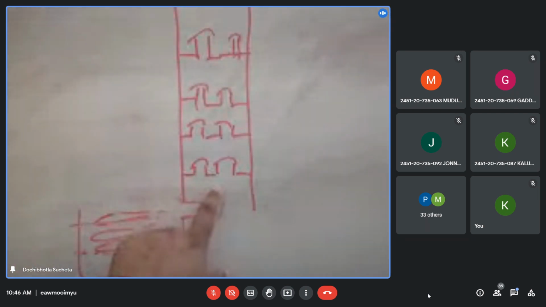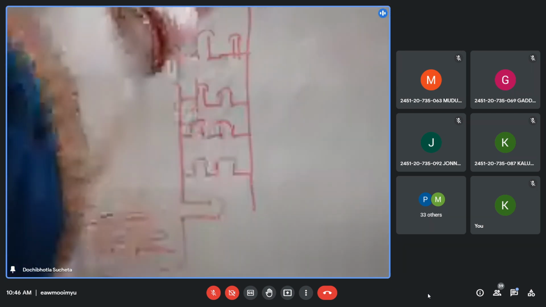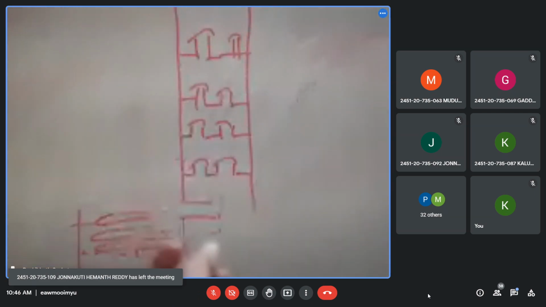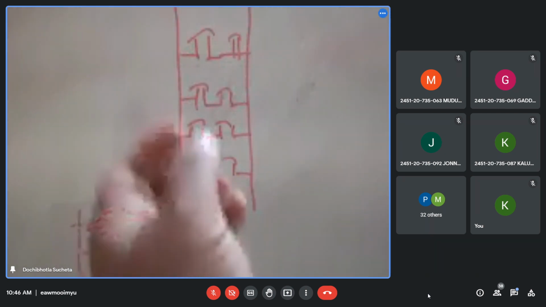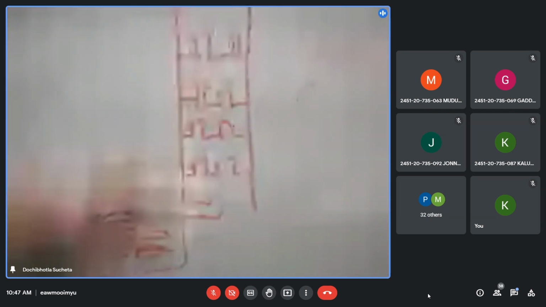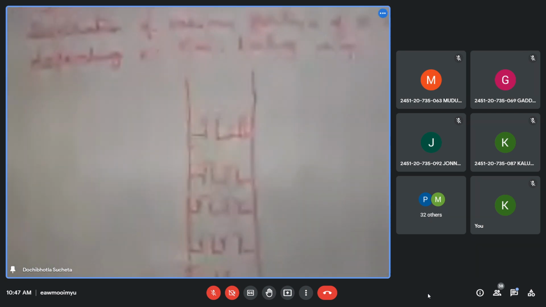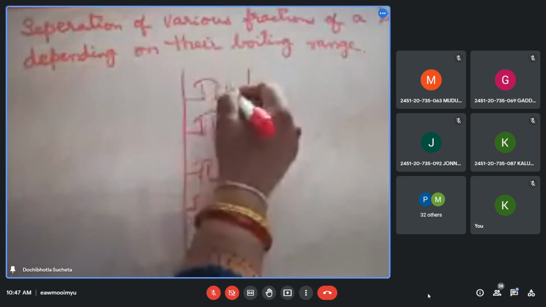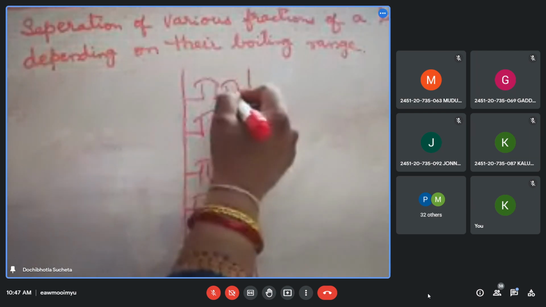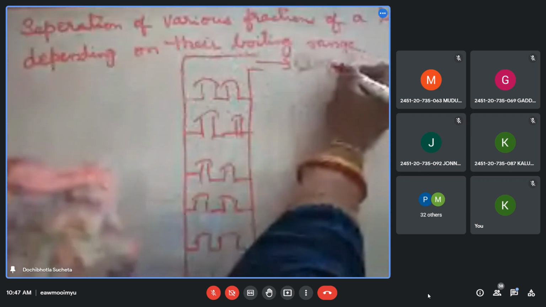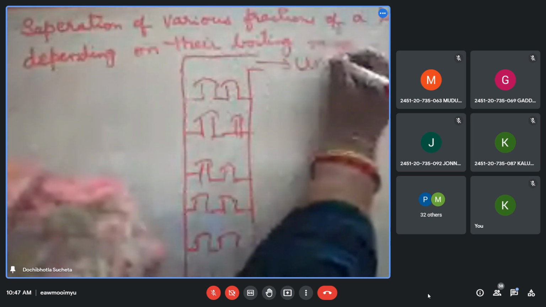Now the vapors are pushed into this tower. When the vapors are pushed through the tower, what will happen? The vapors which have a very low boiling point and very low molecular weight will quickly push through the bubble caps and move to the top of the tower, and they come out as uncondensed gases. The first one is uncondensed gases. What are those uncondensed gases? LPG cylinder gas.